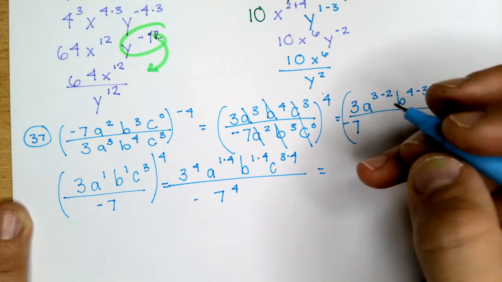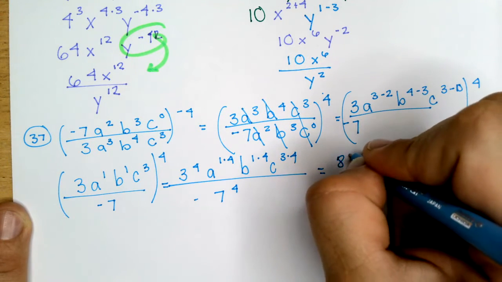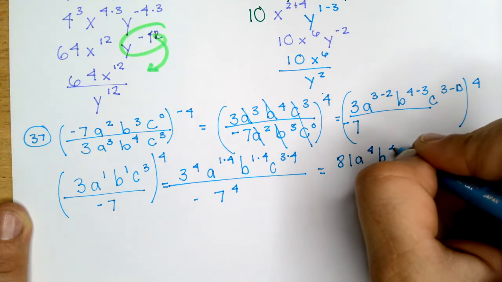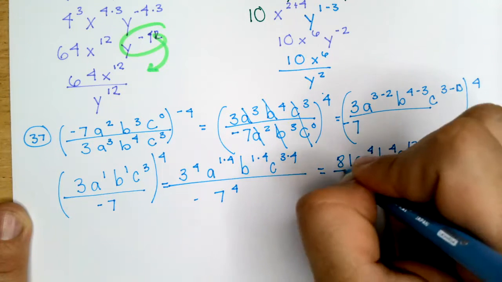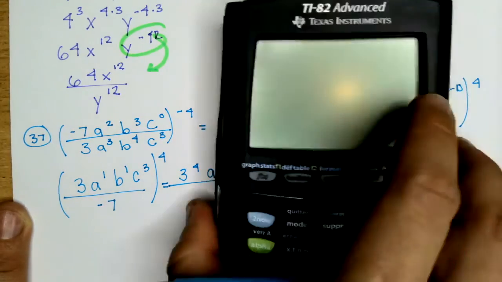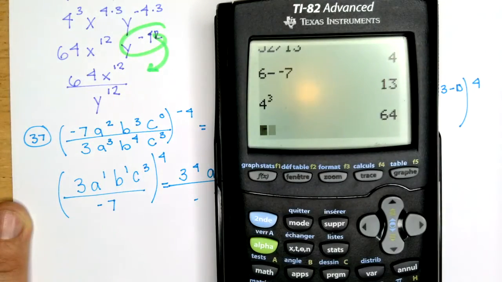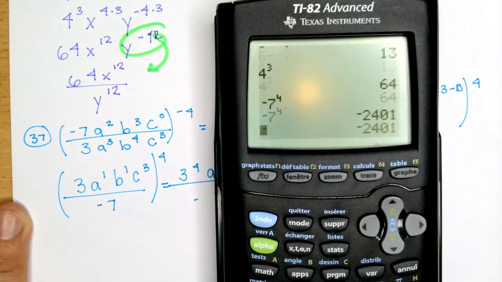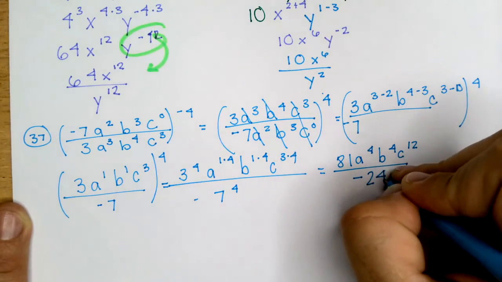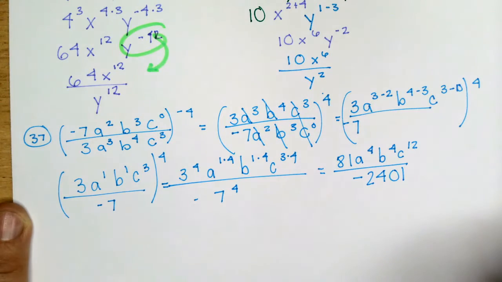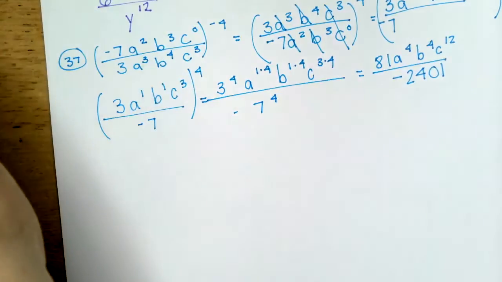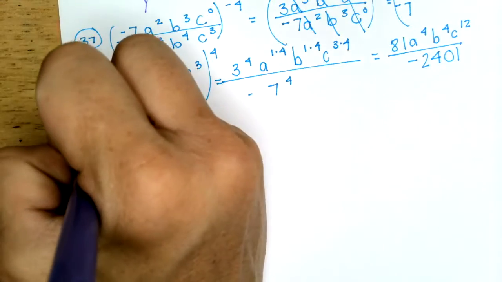3 to the 4th is 81. A to the 4th, B to the 4th, C to the 12th. -7 to the 4th power is -2,401. Good. All right, that's our final answer. And then 38 is our last example.